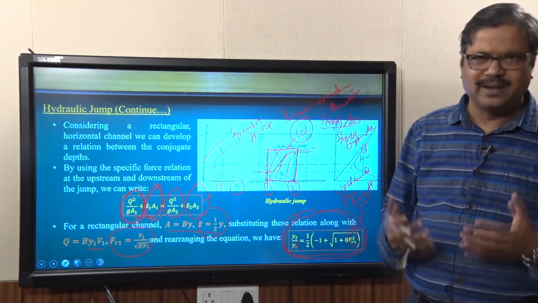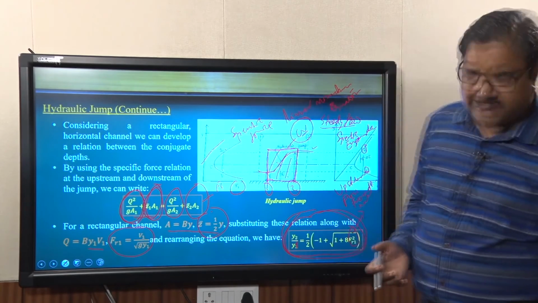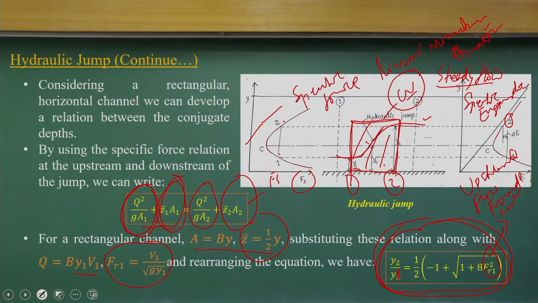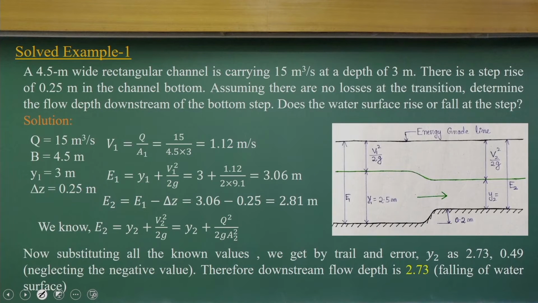That is what we are doing for a very simple problem like flow in an open channel where a hydraulic jump occurs. Let us solve a very simple problem. A 4.5 meter wide rectangular channel is carrying a discharge of 50 cubic meters per second at a depth of 3 meters.